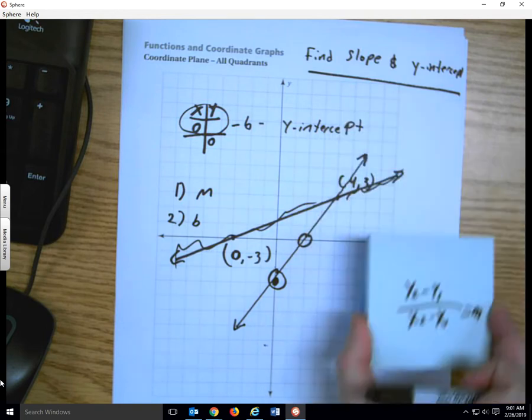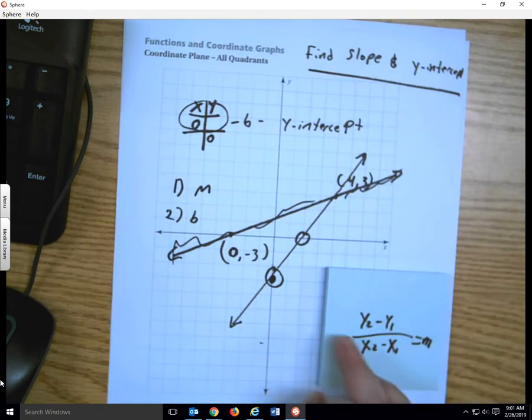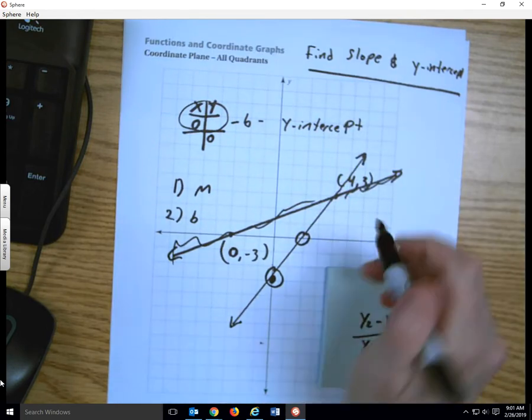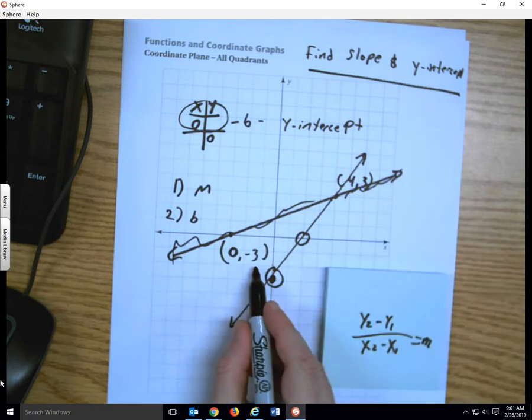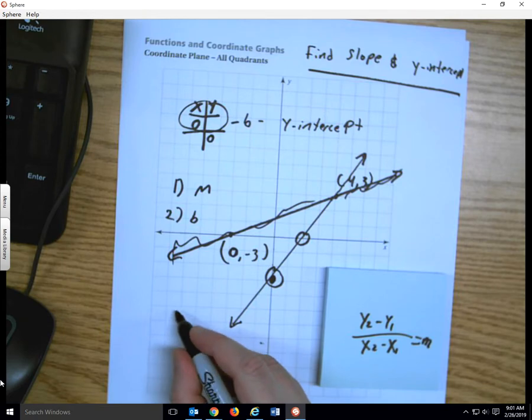So that's the definition of slope. We can choose any 2 points. In this case, I chose (4, 3) and (0, -3). So let's just work it out.